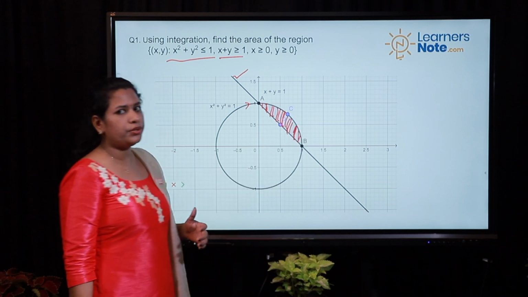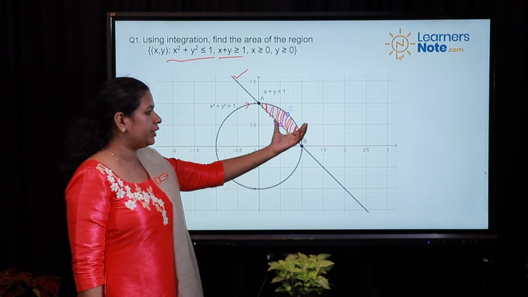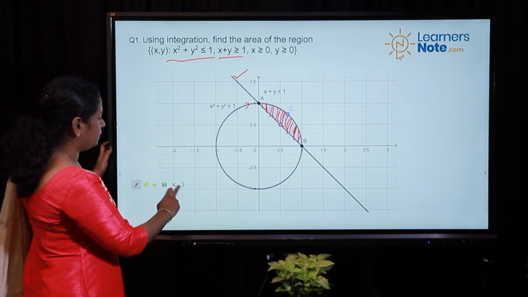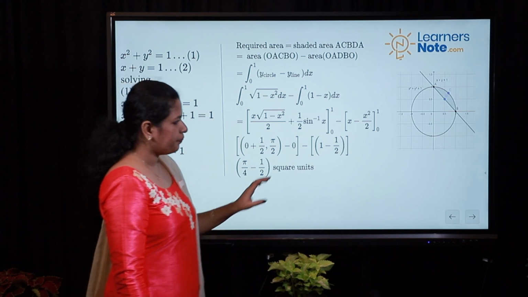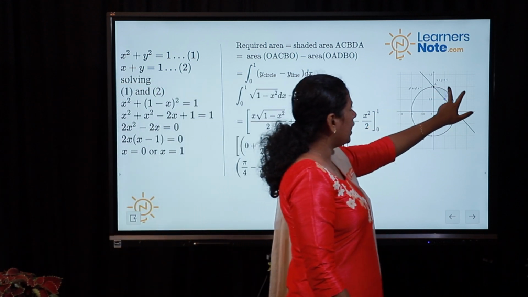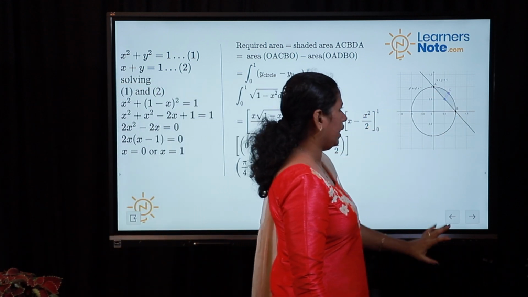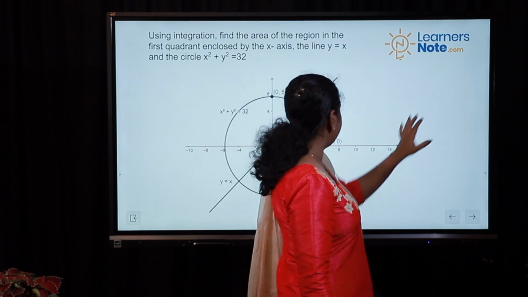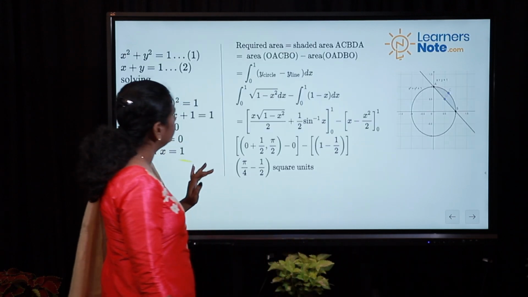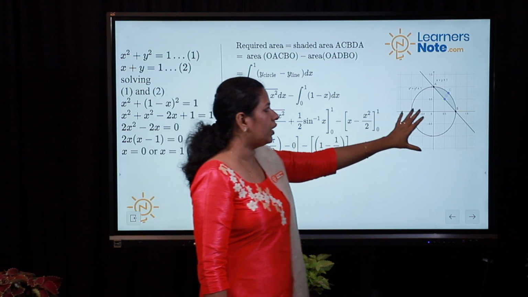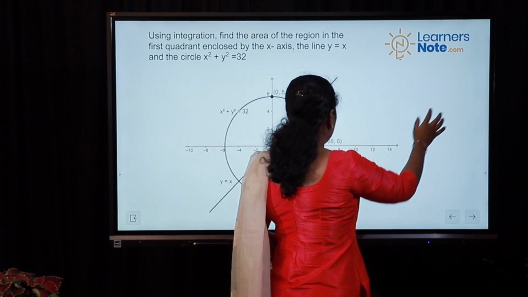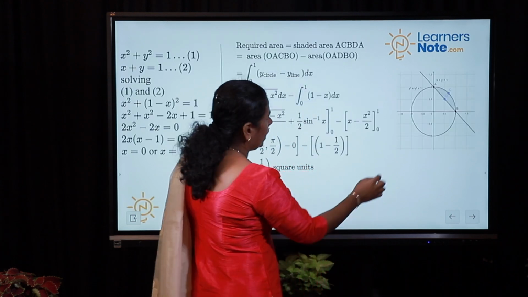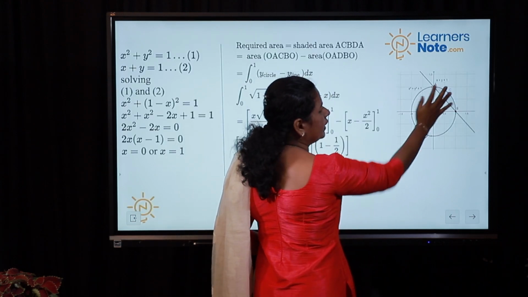So I am going to calculate the area between these two curves. The required area is the shaded region ACBDA. This is the required area. For getting this area, what we need to do is we have to find the area under this curve.